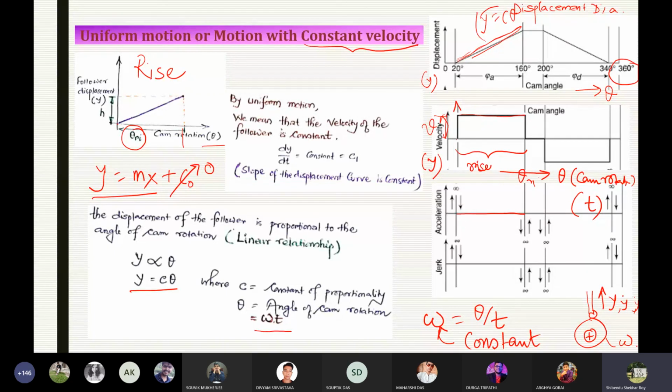Here omega and alpha would be there, but alpha is 0 because omega is constant. Omega is not following any equation like omega equals omega naught plus alpha t in this case, because it is our assumption that omega is constant. If it is not, then that will come into the picture.